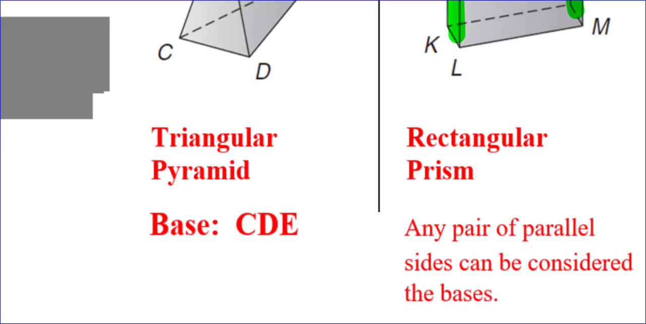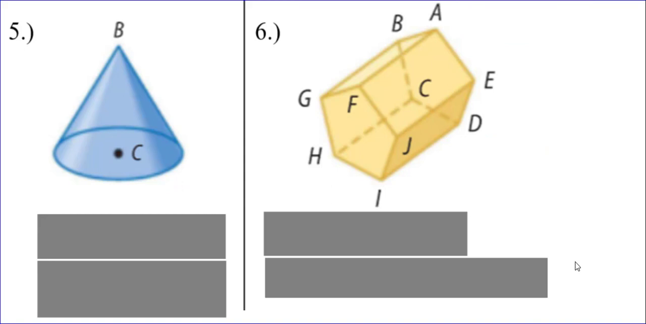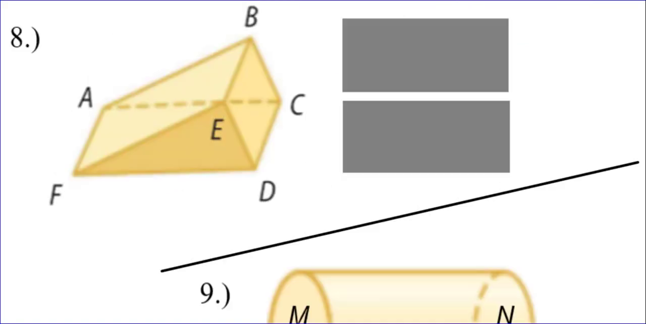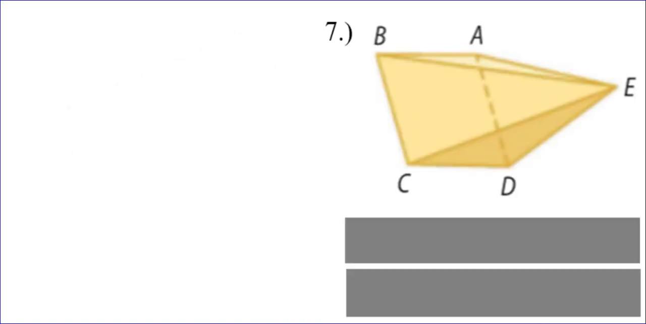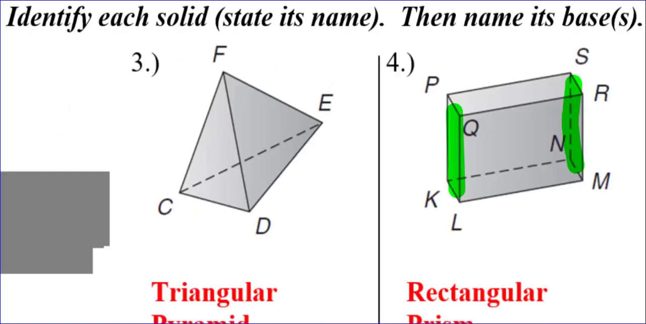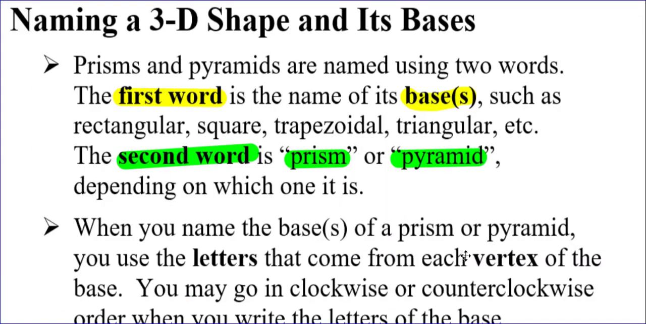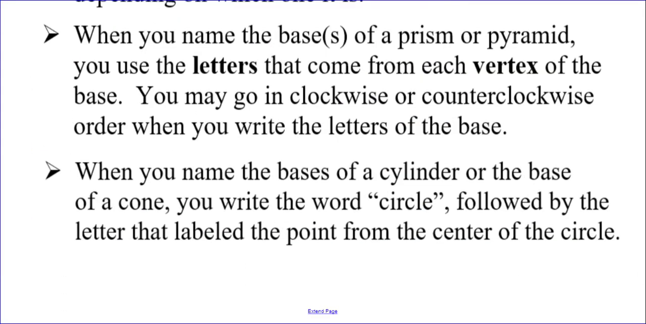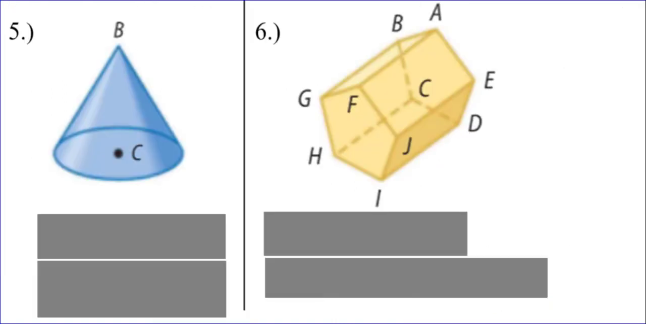All right, I would like for you to try number 5, number 6, number 7, number 8, and 9 on your own. If you don't remember how to name cones and cylinders, remember the tips that I gave at the top of the page to assist you with those problems. So hit pause on the video, complete the rest of the problems on this page, and then hit play when you're ready to see how you did.